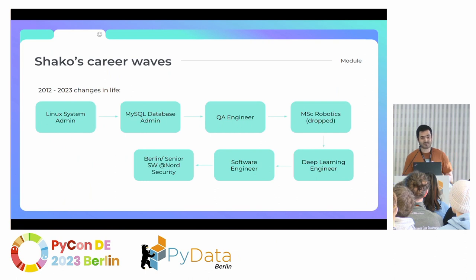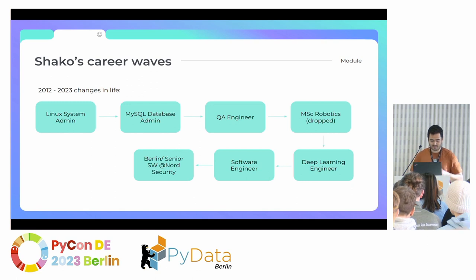This is my career waves. It may not be interesting enough, but I'm calling these waves because there is a lot of waving in our life, and my career just mirrored my life decisions, these kinds of waves and curves. I started as a Linux system admin and a bunch of other things, dropping my master's degree and going into software engineering. And four months ago, I relocated to Berlin as a senior software engineer, and I work for Nord Security as a senior software engineer in the threat intelligence team.